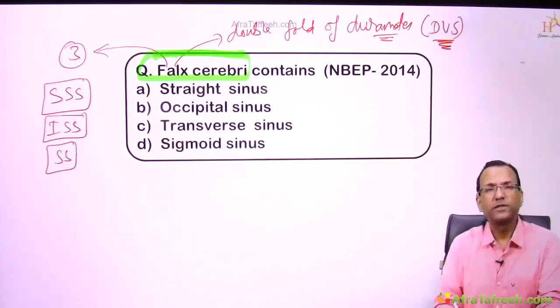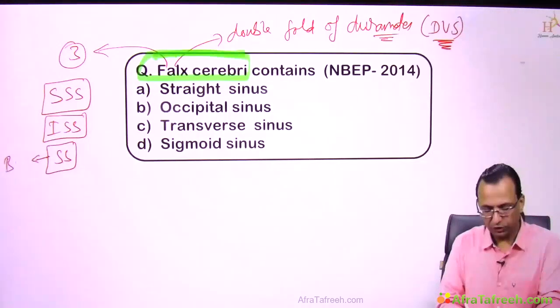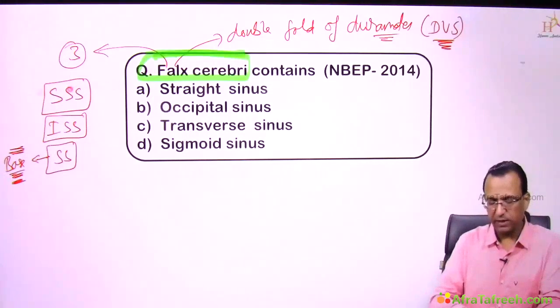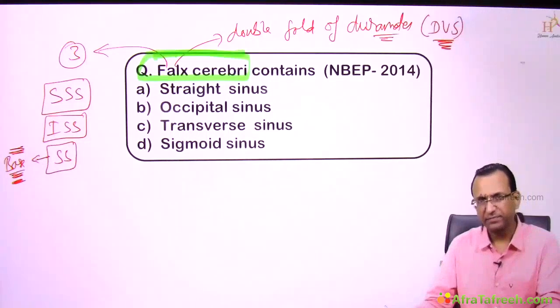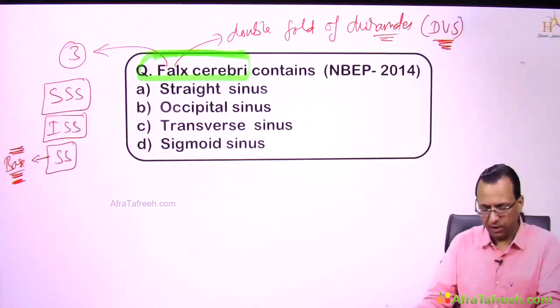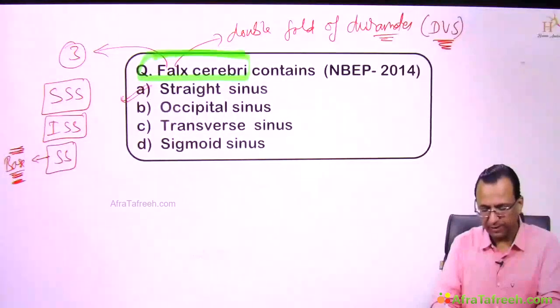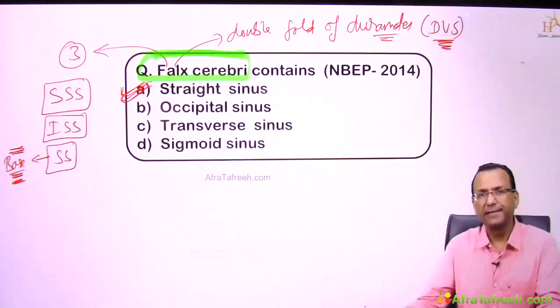Where is the straight sinus? It is at the base. Can you show me some diagram for the base? So falx cerebri has three sinuses: superior sagittal sinus, inferior sagittal sinus, and there is a straight sinus at the base. Yes. You mean to say your answer is choice number A? Yes, choice number A.